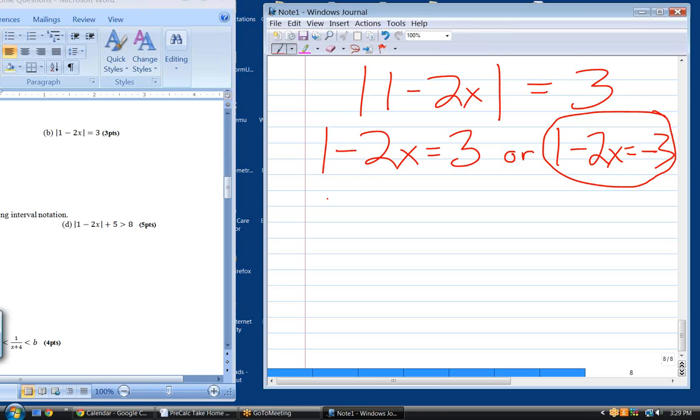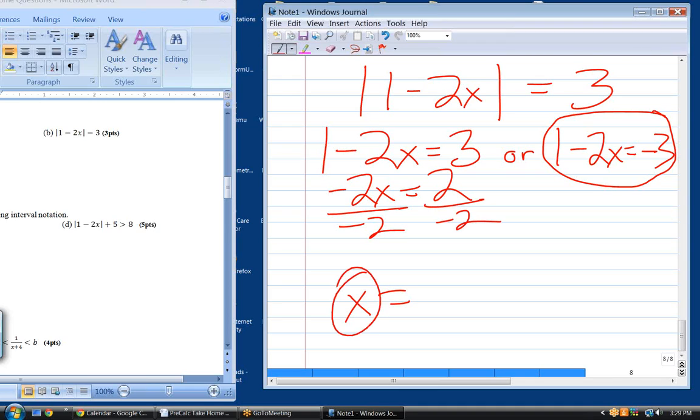Are we doing what we did before? We're just isolating the x? Yes. The goal is to end up with x equals something down there. So how do we isolate it? So we are going to be minusing the 1. Okay. So what's the next line? So negative 2x equals 2. And then what? And then we're going to be dividing it by negative 2.